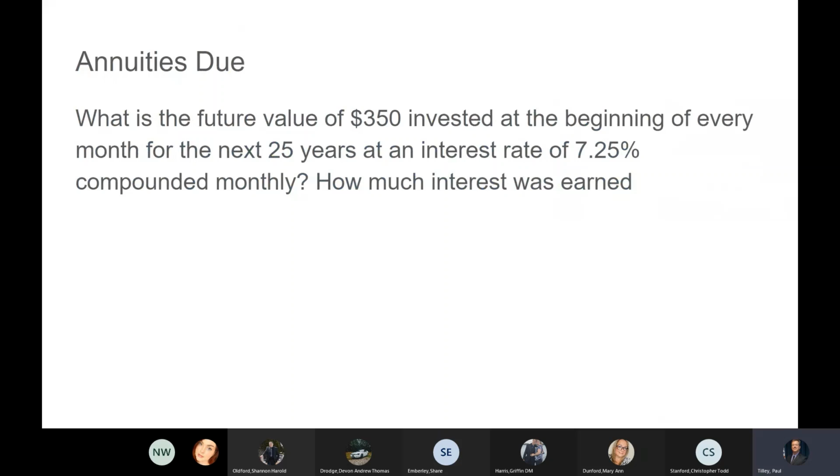Now, another thing that we looked at was annuity due, and annuity due is not that much different, but you have to be able to identify an annuity due. So what is the future value of $350 invested at the beginning of every month for the next 25 years at an interest rate of 7.25%? The key to this problem being an annuity due is it is invested at the beginning of the month. So that's the beginning of the period. And when you have the beginning of the period indicated there, that certainly means that it's annuity due.